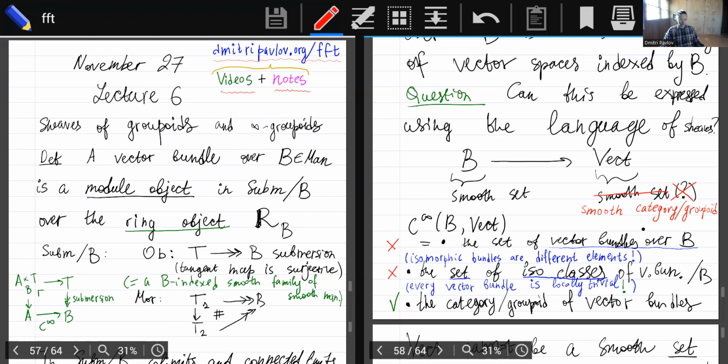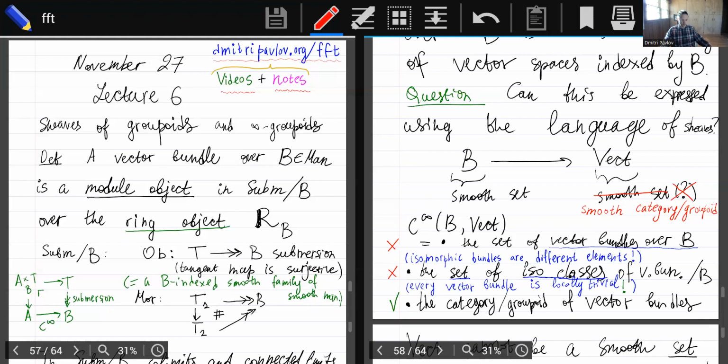So you would have all of a sudden a huge number of isomorphic copies of the same object, and there's no way to distinguish between them. So there are different elements in this set, even though they should in some sense be considered the same. And the second solution does not work because it identifies too much.